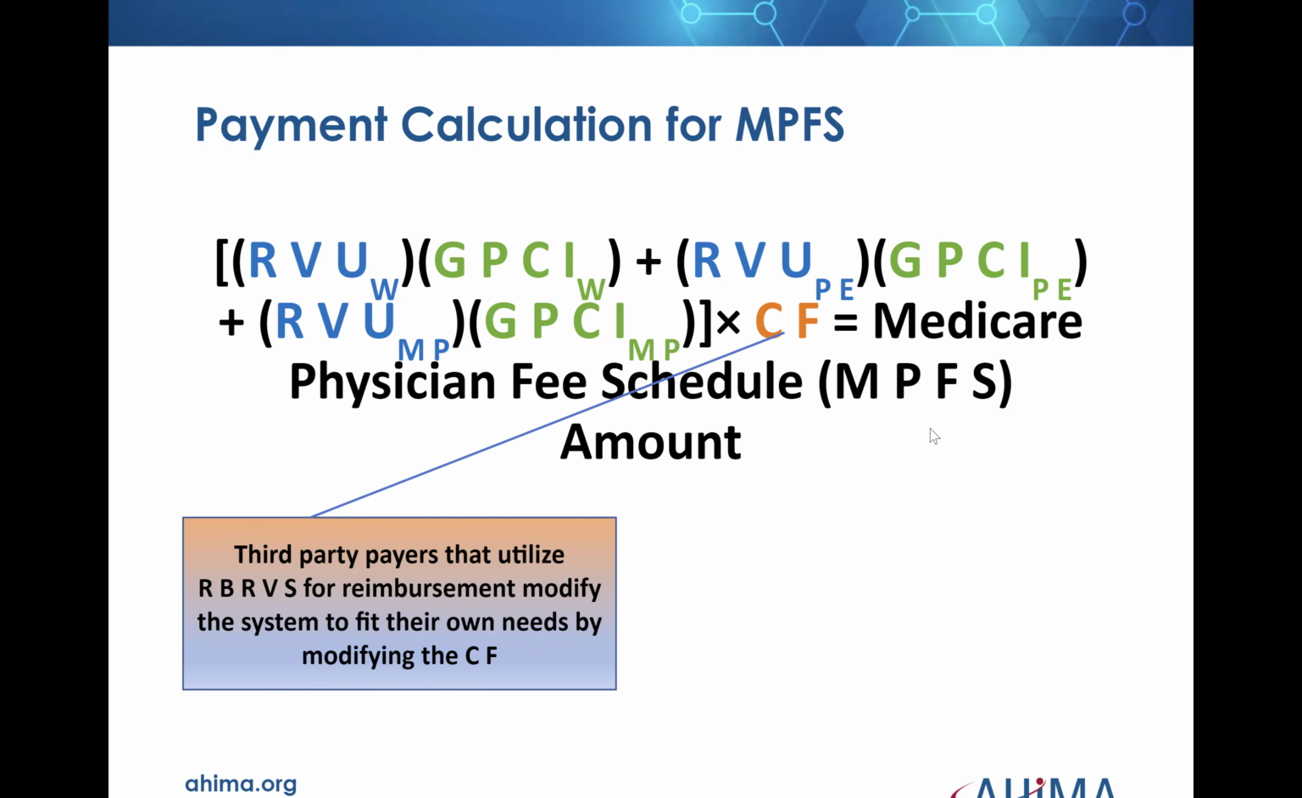And again, a lot of third-party payers utilize the resource-based relative value scale for reimbursement. They modify their own needs by modifying the conversion factor, right? So CMS frequently comes out with these formulas, and payers adopt the concepts and adjust them to their own needs.